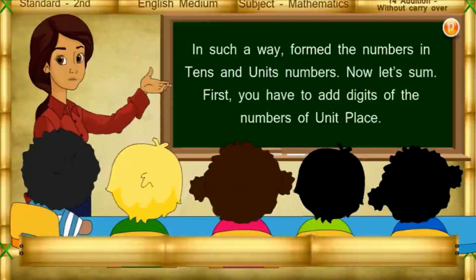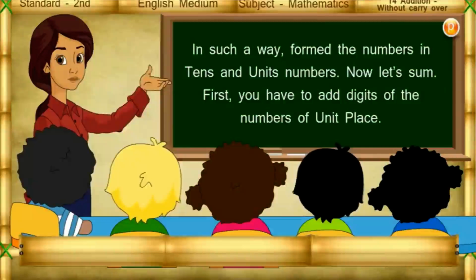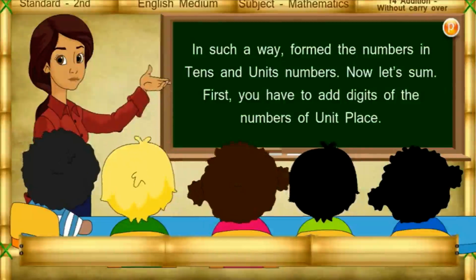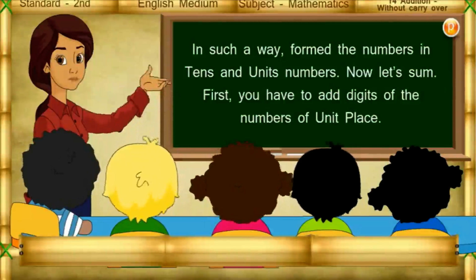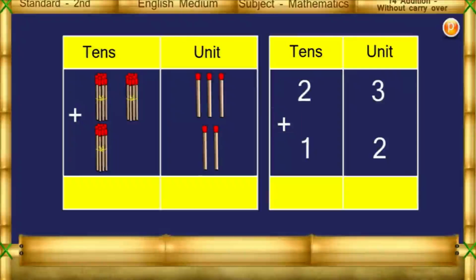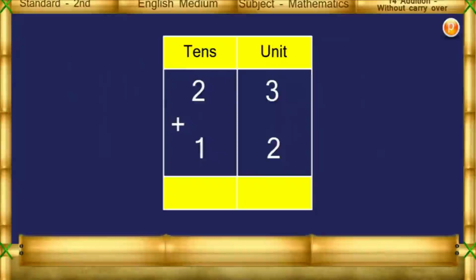Now let's sum. First, you have to add the digits of the units place. That means 3 plus 2 equals 5. Write this 5 in the answer's unit place. Now the sum of the tens place: 2 plus 1 equals 3. Write this 3 in the answer's tens place, which means 23 plus 12 equals 35.